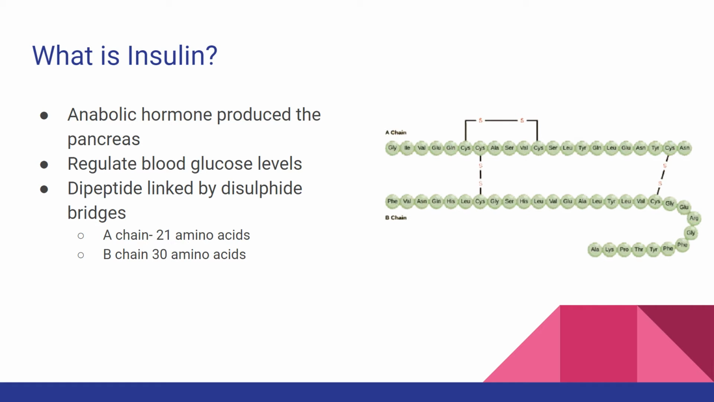Insulin consists of 51 amino acids and is a dipeptide that is linked by disulfide bonds. The A chain is made of 21 amino acids and the B chain is made of 30 amino acids. The image shows the A chain at the top, connected to the B chain on the bottom by the two disulfide bonds.